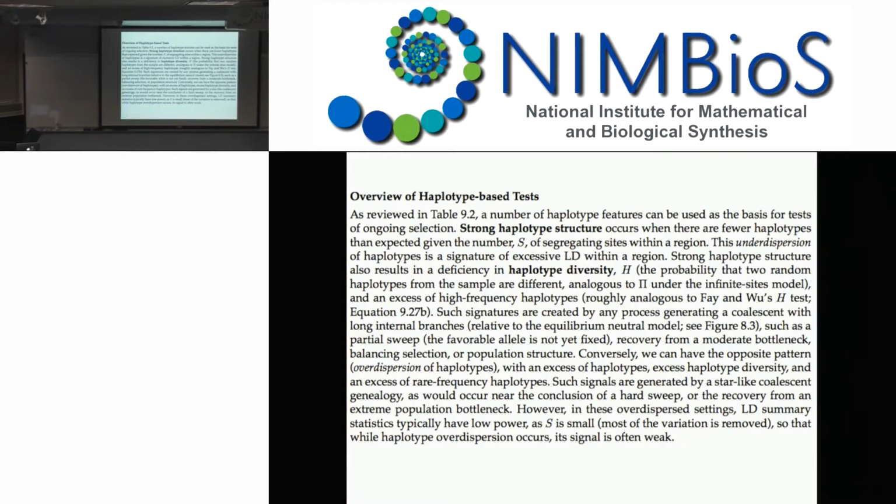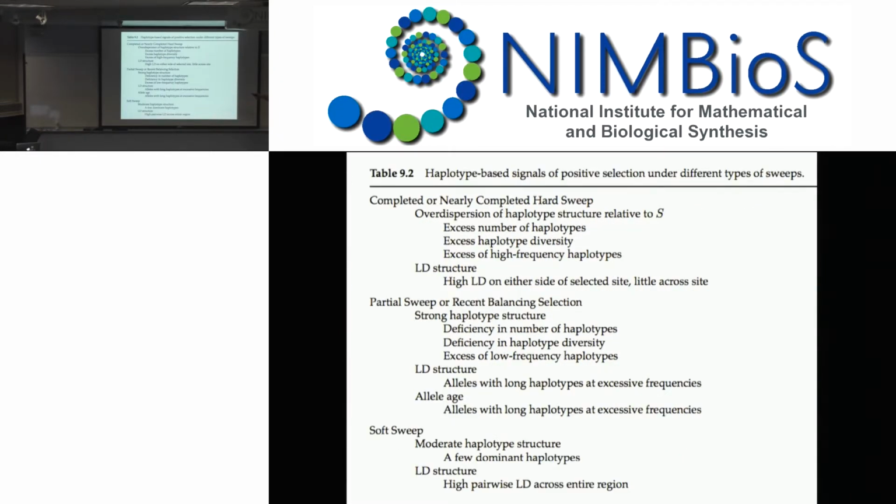Such a signal can be generated by a partial sweep, recovery from a bottleneck, balancing selection, or population structure. I could also have the opposite pattern, an over-dispersion of haplotypes, too many haplotypes relative to the number of segregating sites, and that results basically from a hard sweep or recovery from an extreme bottleneck. So that's just an overview of those complete or nearly completed sweeps.